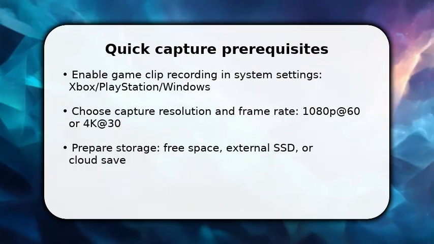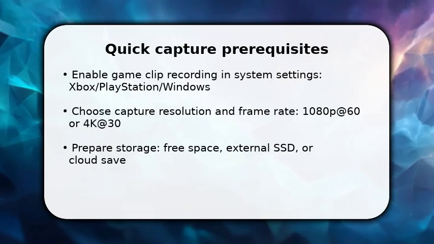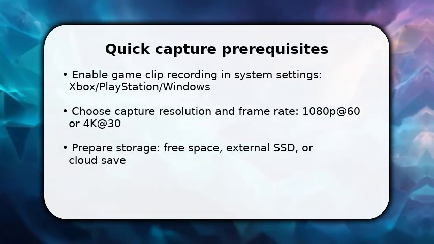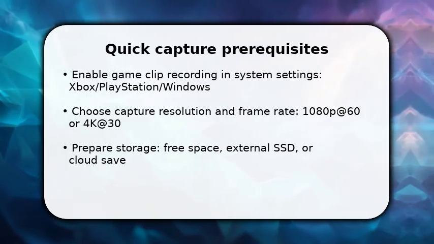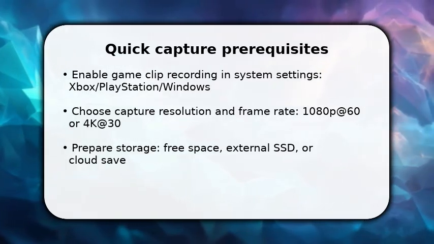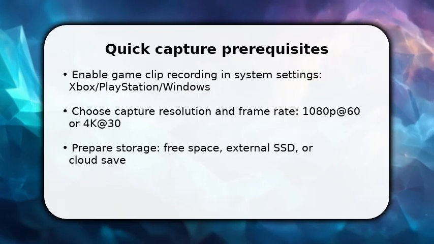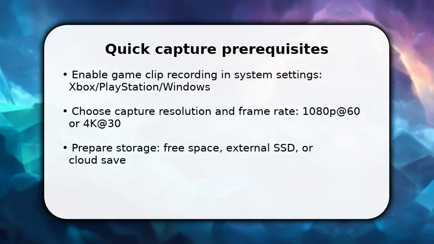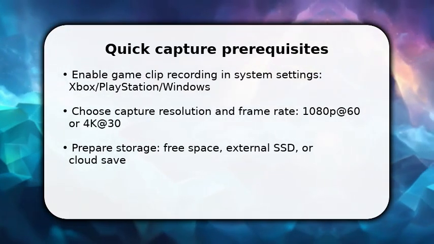You start by enabling your platform's capture feature and confirming resolution and frame rate. Open Settings, toggle background recording, and set clips to 1080p at 60 or preferred quality. Once done, make sure you have storage-ready external SSD or cloud saves to prevent dropped footage.